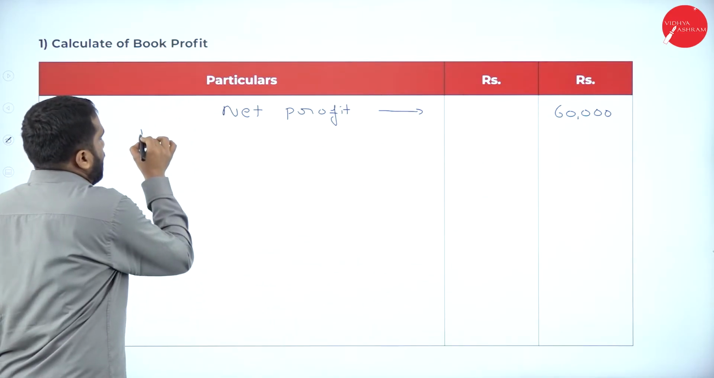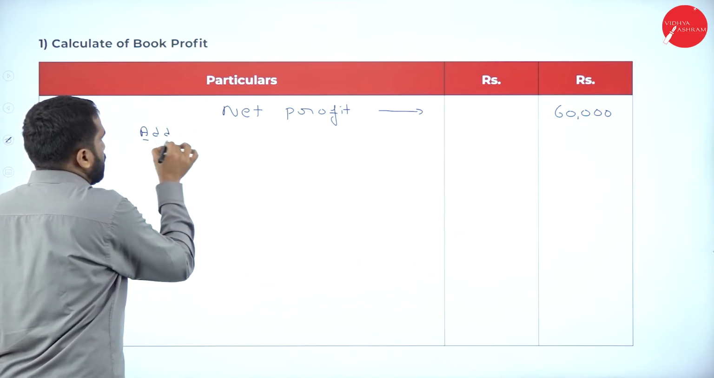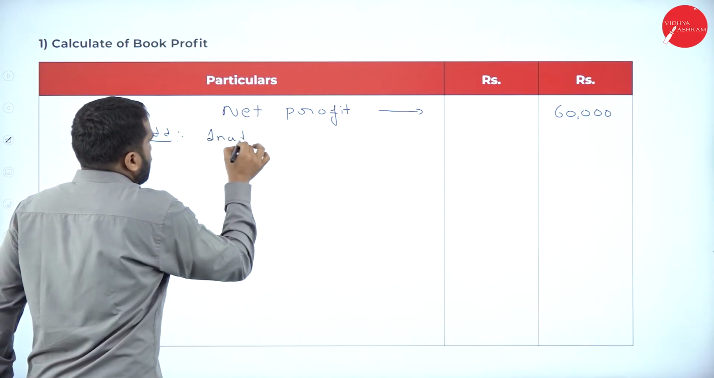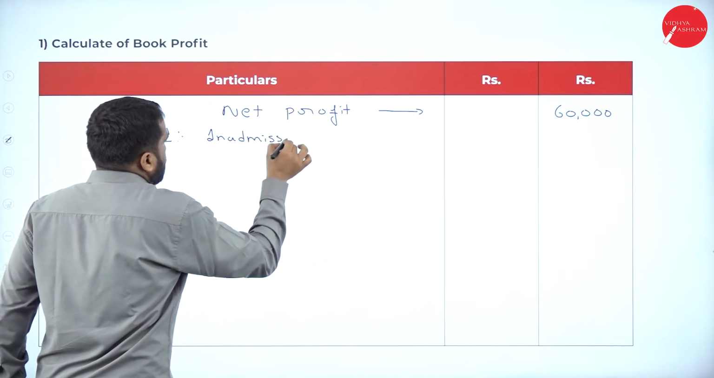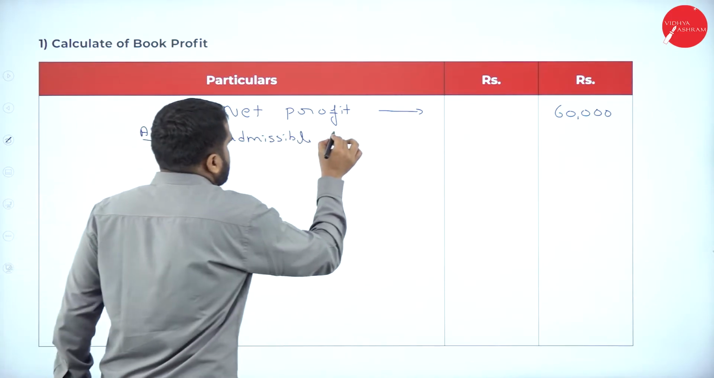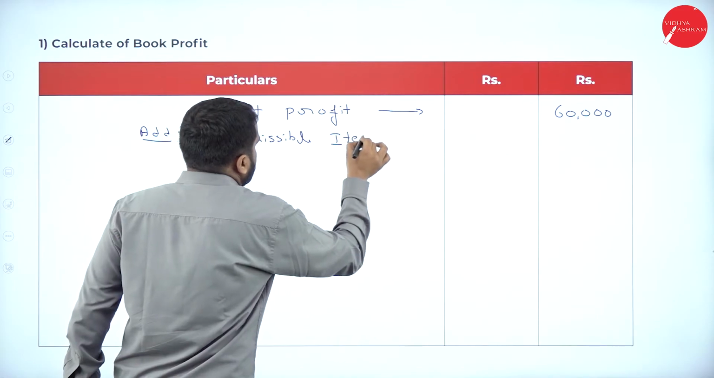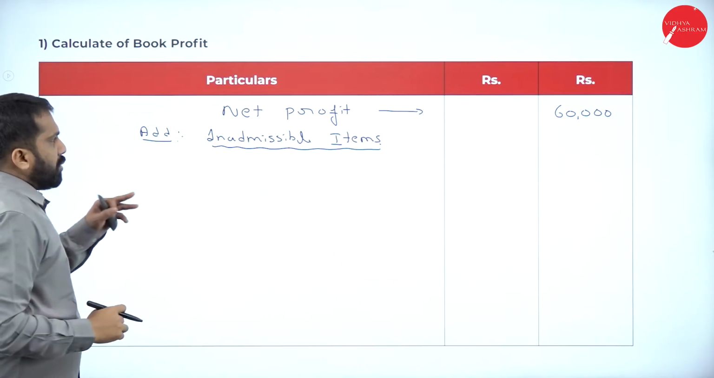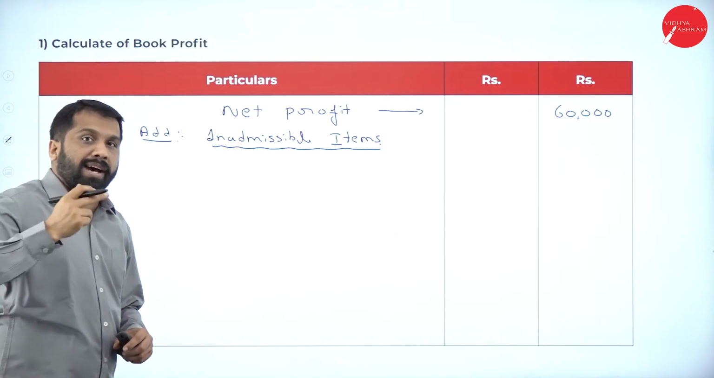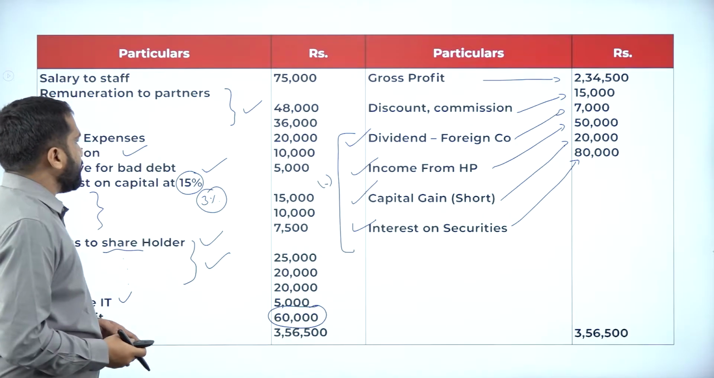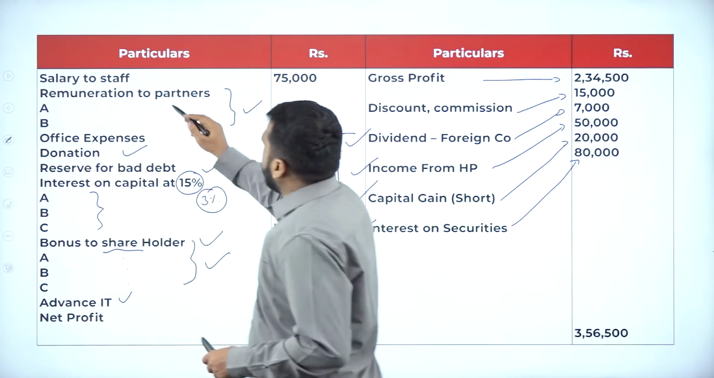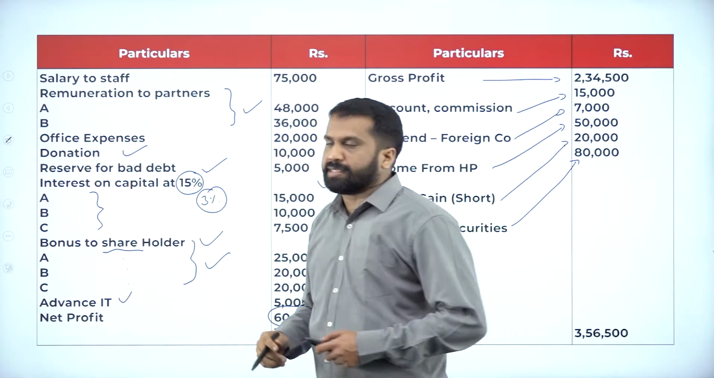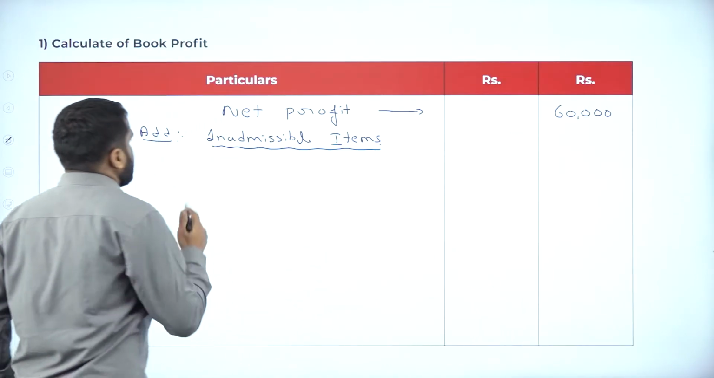Add. Add inadmissible expenses. Inadmissible items. You can call it as items. Inadmissible items. Now, what are the inadmissible items? Already you have marked. Which are those? One by one we'll take. Remuneration to partners, A is 48, B is 36.